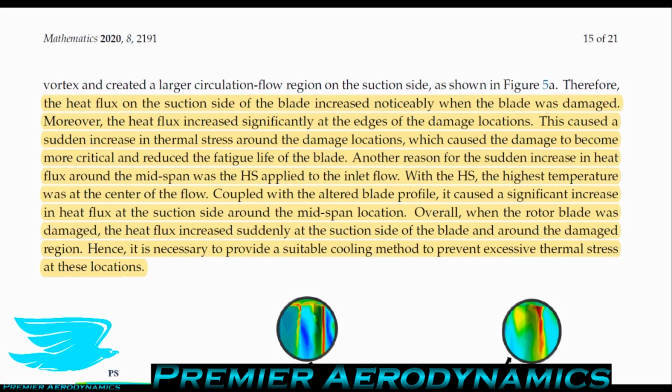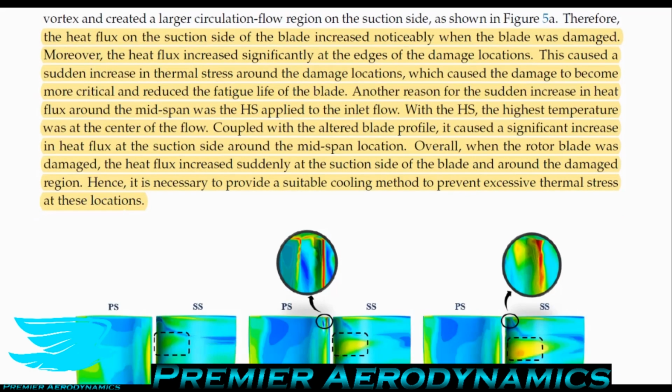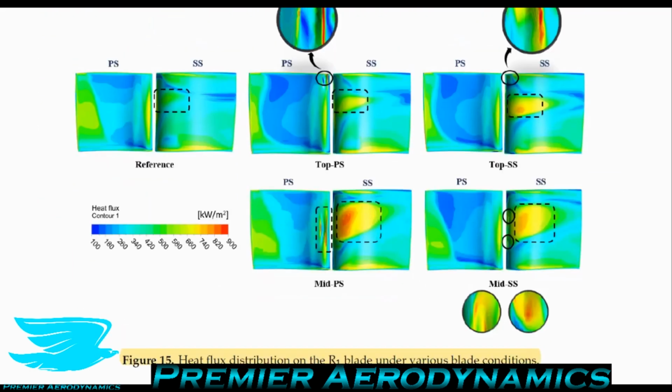Another reason for the sudden increase in heat flux around the midspan was the hot streak applied to the inlet flow. With the hot streak, the highest temperature was centered at the center of the flow. This is because of the conditions that they put on. Coupled with the altered rotor blade profile, it caused a significant increase in the heat flux at the suction side around the midspan location. Overall, when the rotor blade was damaged, the heat flux increased suddenly at the suction side of the blade, the rotor blade, and around the damaged region. Hence, it is necessary to provide a suitable cooling method to prevent these stresses from occurring.